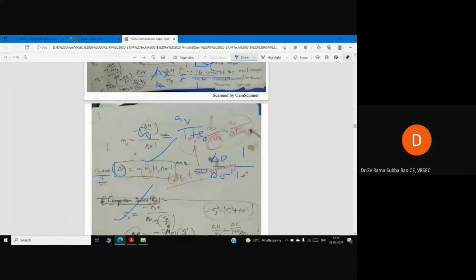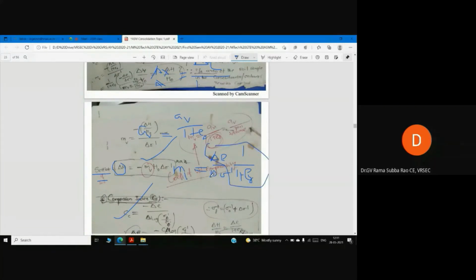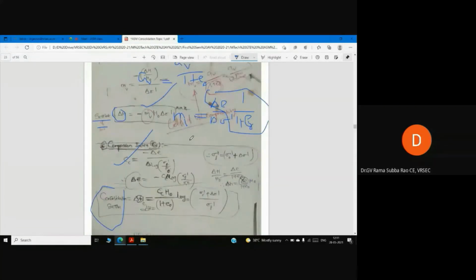Now there is no need to be surprised. Now this is equal to mv. What is delta e by 1 plus e naught? Delta e by 1 plus e naught is equal to delta H by H naught. This is equal to mv into delta sigma dash. Now therefore delta H is equal to mv into H naught into delta sigma dash.